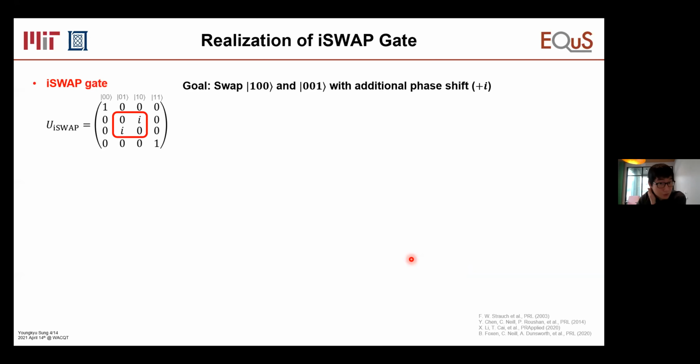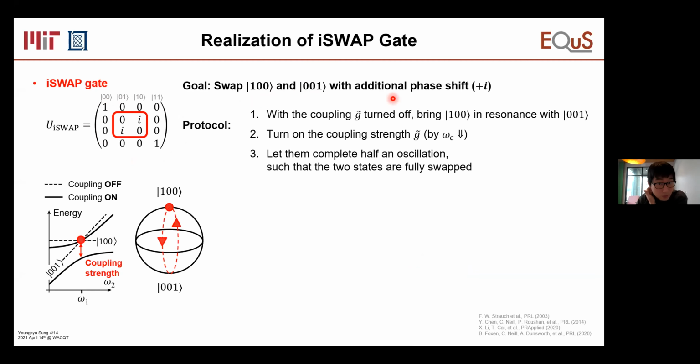Now let me move on to an iSWAP gate. Here's again a 4x4 matrix representing an iSWAP gate. So our goal here is to swap the 100 and 001 states with some additional phase shift. And here's the protocol again.